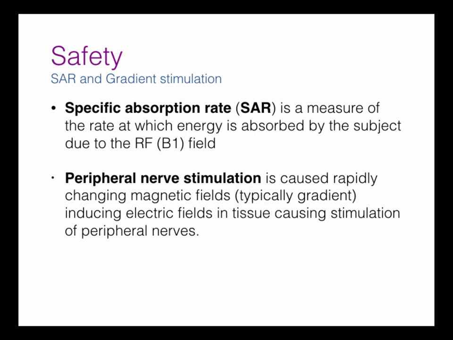Peripheral nerve stimulation is caused by rapidly changing magnetic fields, which are typically our gradient fields, which induce electric fields in the tissue and cause stimulation of nerves. And when this happens, the subject may feel some tingling, or they may feel pain if it's sufficiently high. Typically, people will find it like a strange tickling sensation. The scanners are supposed to have limits built in to prevent this from happening, but occasionally you do find peripheral nerve stimulation, so be aware of that.